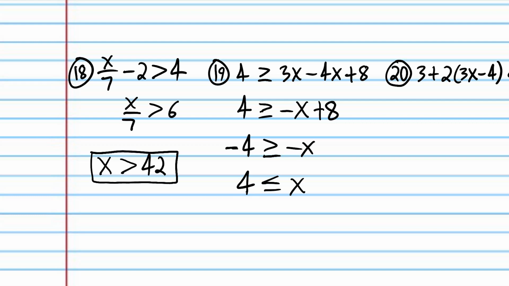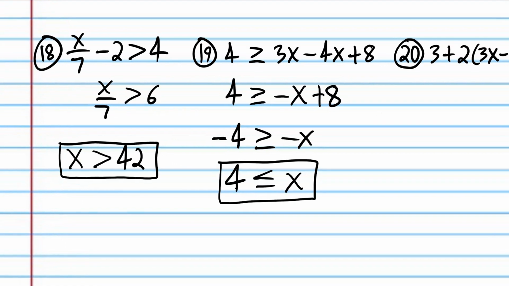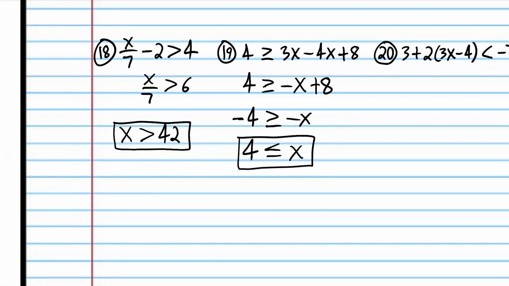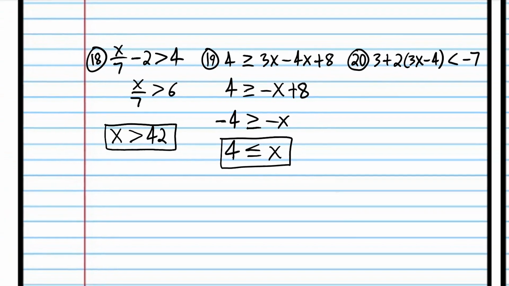So our final solution is 4 is less than or equal to x. And you can read it left to right or right to left. But just remember, when you say the inequality, it's always read left to right. So it's probably best to read it 4 is less than or equal to x. So x can be any number that is equal to 4 or bigger than 4.